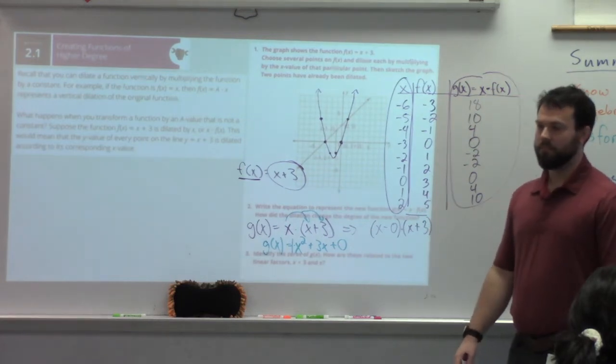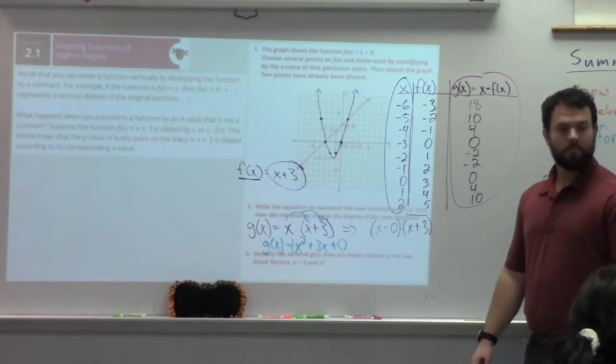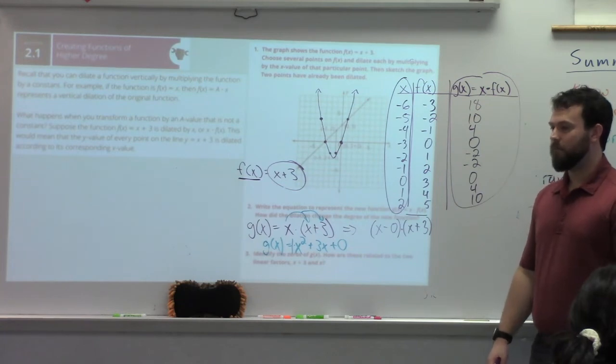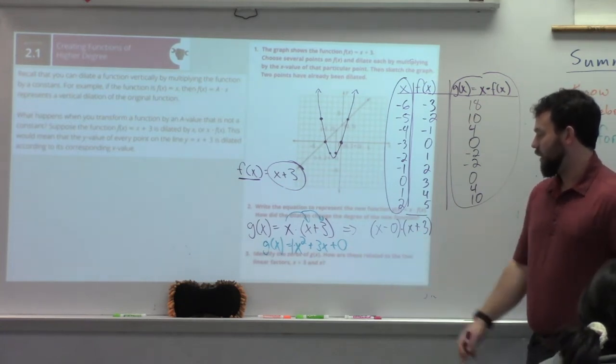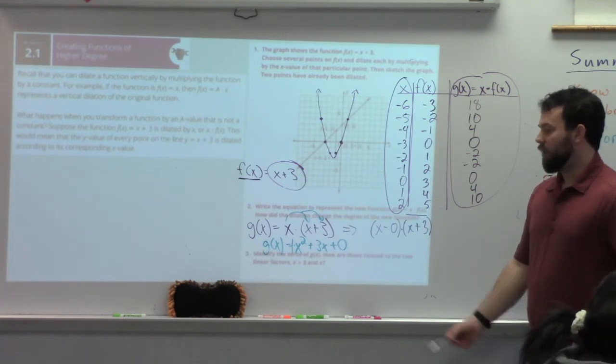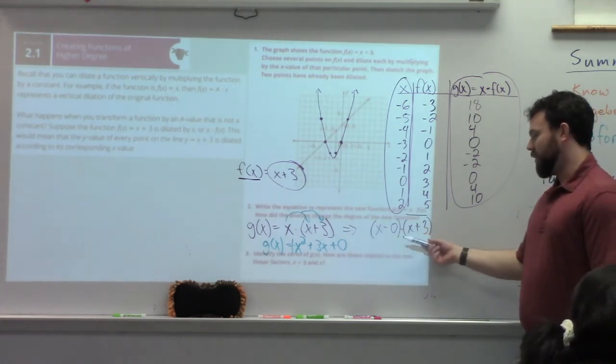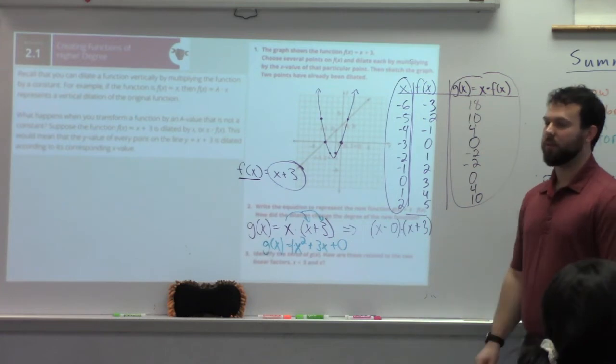If you rewrote it like that, I mean, that's equivalent, isn't it? Notice you can get standard form or you can get factored form. Either one is perfectly acceptable.